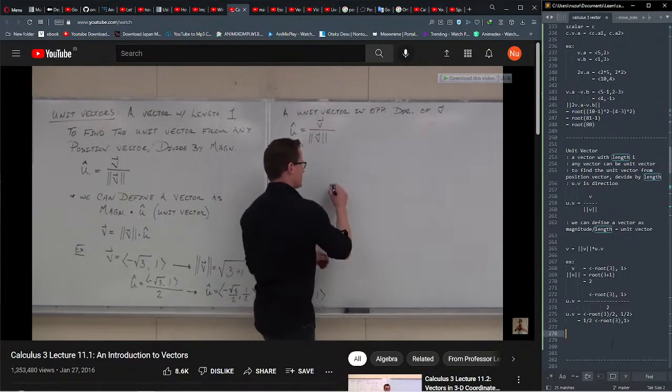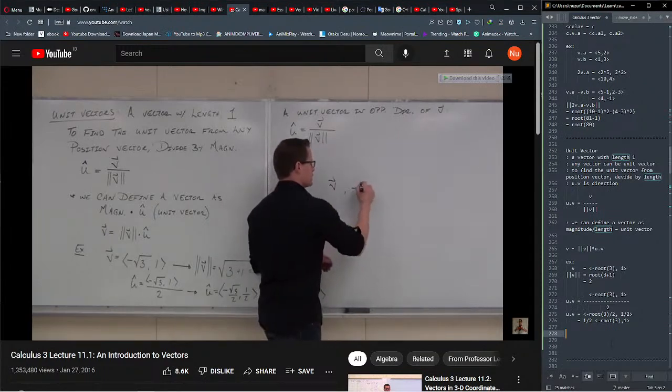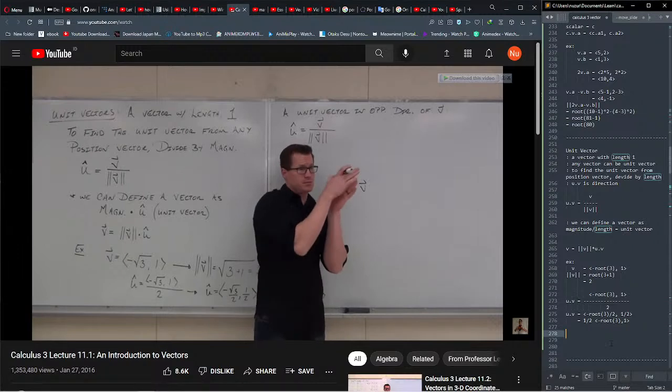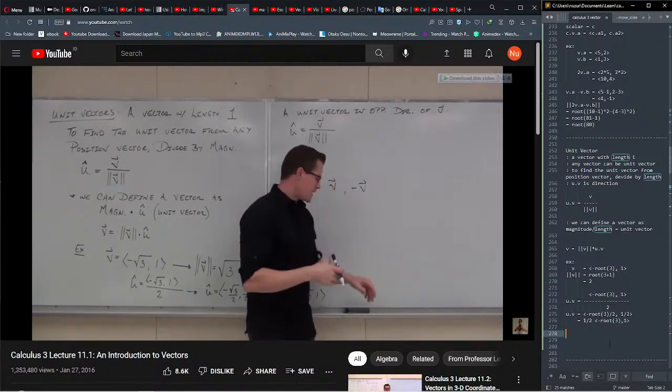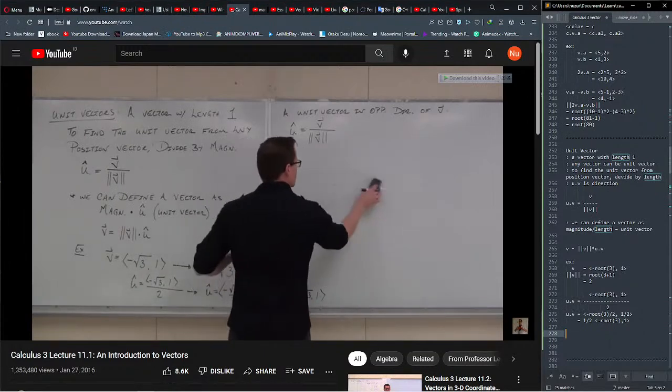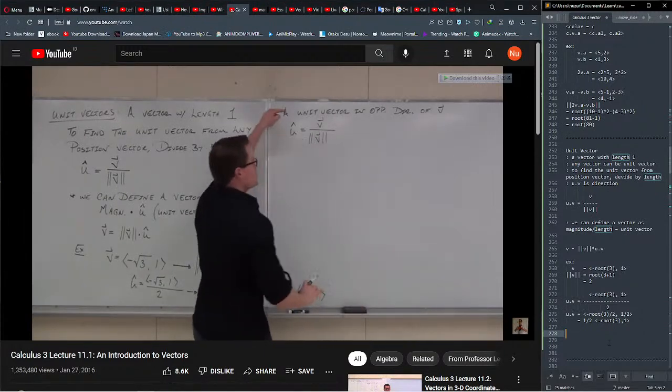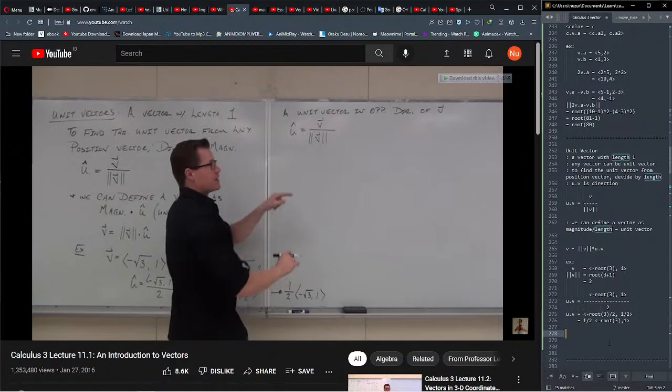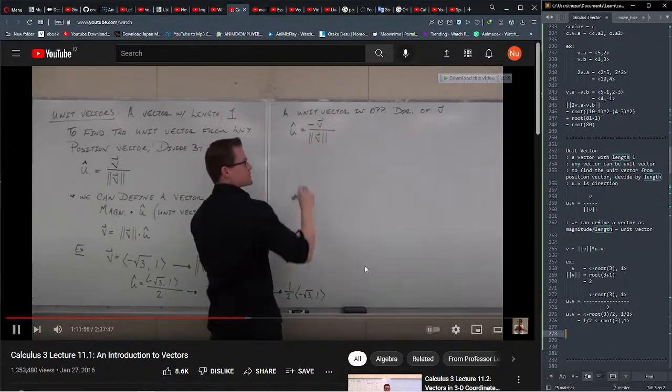Do you remember that V and negative V are parallel, but they're opposite directions? Remember that? So if I ever wanted to find a unit vector in the opposite direction of V, here's a unit vector in the opposite direction of V.